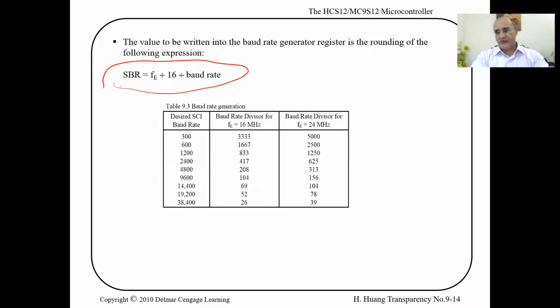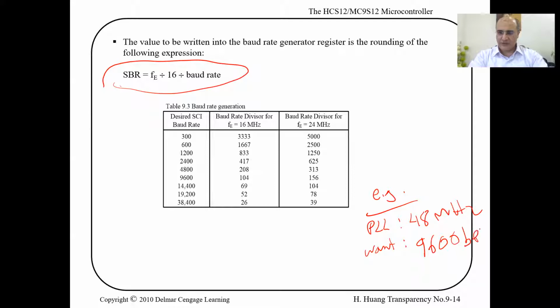For example, we want to set our microcontroller baud rate. Let's say we have a PLL clock of 48 megahertz, and we want our transmitter to transmit at 9,600 bits per second. Okay, how do we do that?